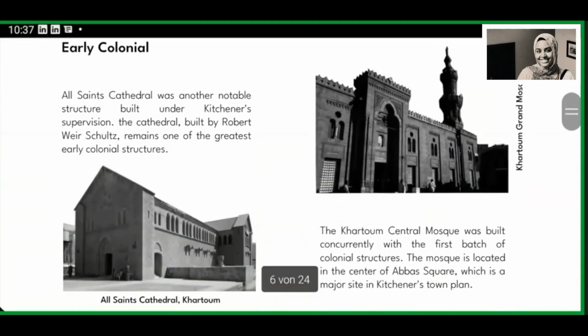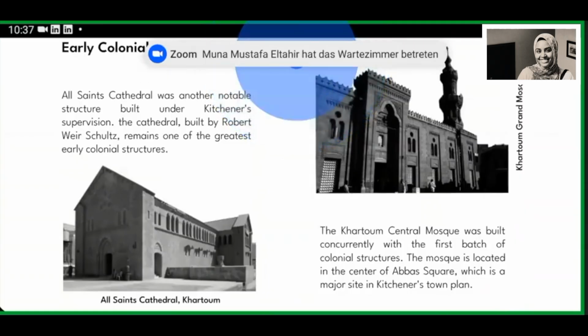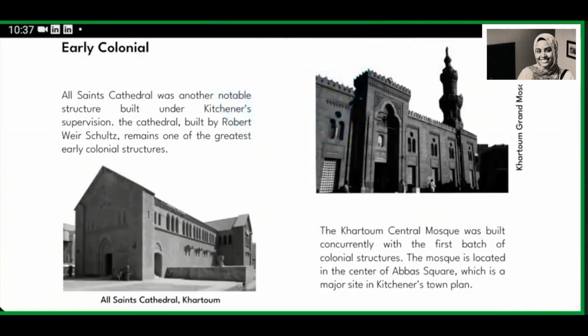So he actually designed and supervised several buildings, but we can say that All Saints Cathedral, which you can see at the left of the screen, was the most notable structure built under his supervision, except for the magnificent tower, which you cannot see in the picture because Sudan's current Islamist authorities have dismantled it, and the cathedral now works as part of the palace museum. But it still remains one of the greatest early colonial structures.